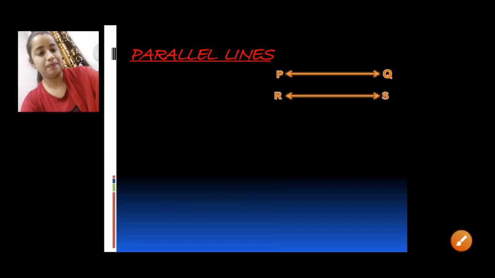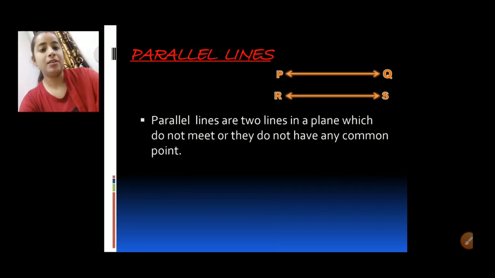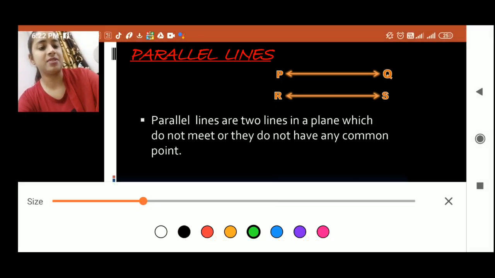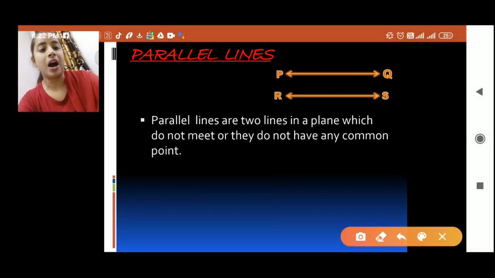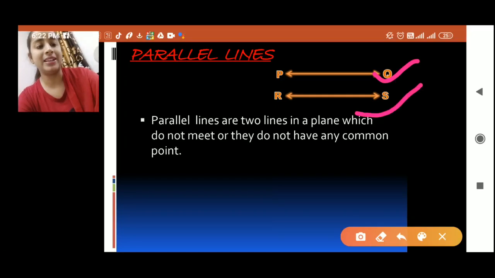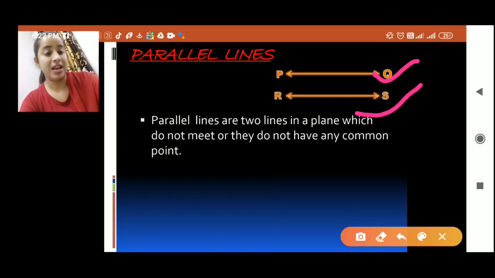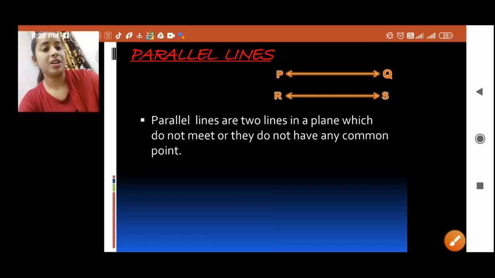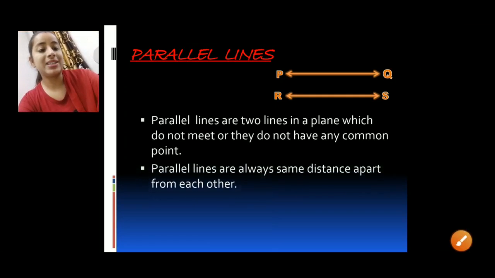The other type is parallel lines. Parallel lines are two lines in a plane which do not meet. You can see that there are two lines, PQ and RS, and these two lines are not meeting each other, and they do not have any point in common. Parallel lines are always the same distance apart from each other. Here you can see that it is the same distance wherever you measure it.